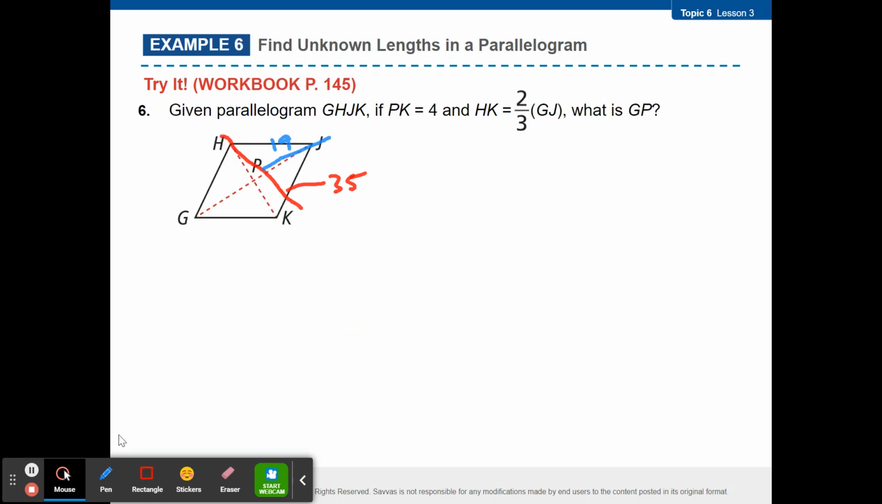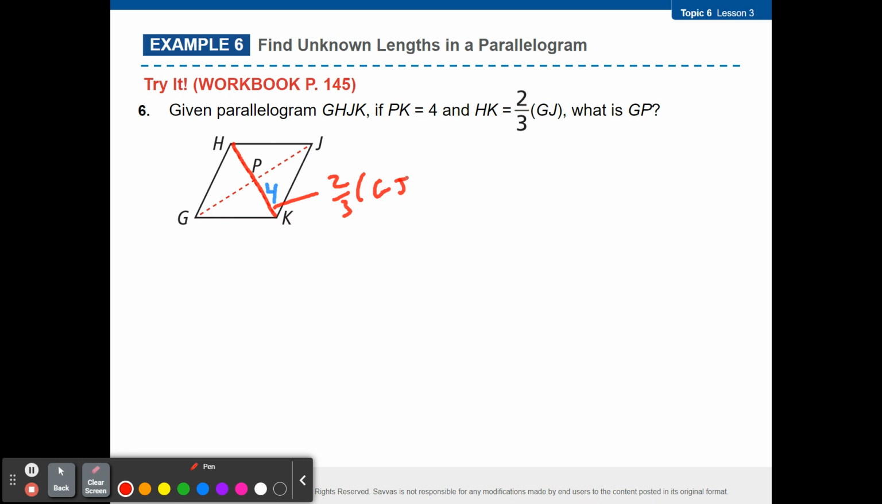All right, let's take a look at example 6 in our workbook. Given parallelogram GHJK, if PK equals 4 and HK equals 2/3 GJ, what is GP? Okay, so PK right here, this small area, is 4. HK, so the entire thing, is 2/3 GJ.